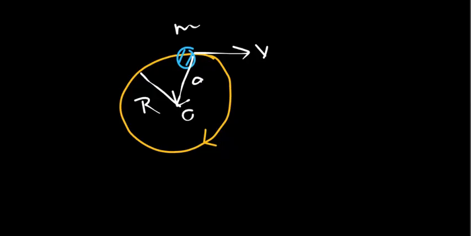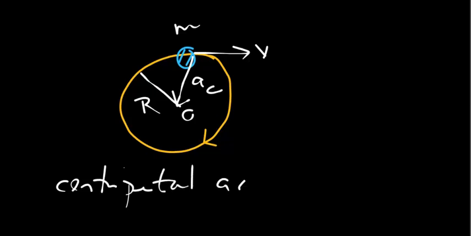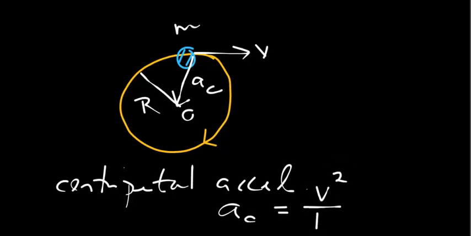And that acceleration is called the centripetal acceleration. And the magnitude of this centripetal acceleration equals the square of that constant speed over the radius of that circular trajectory. And the direction is always pointing towards the center. So if the object is here, the direction of that acceleration is there.